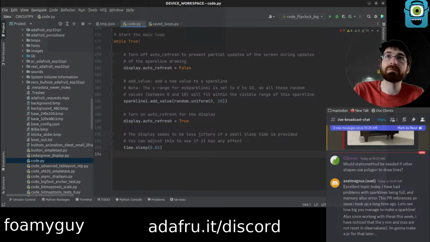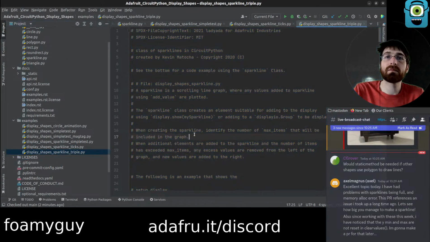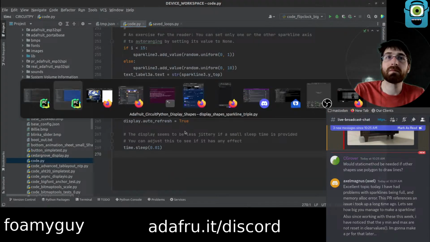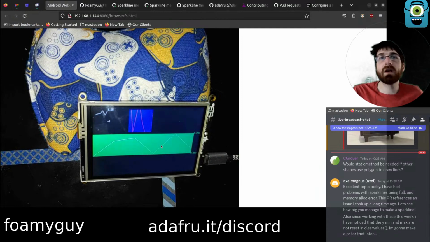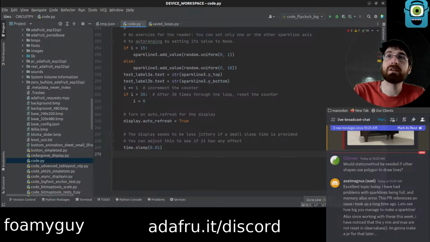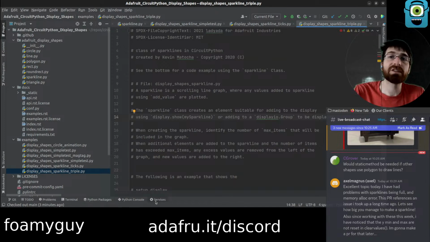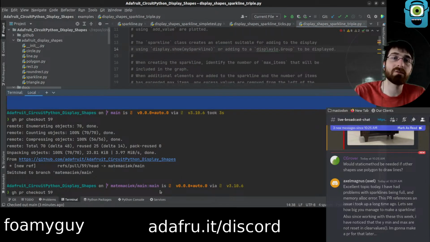Let's do triple. Okay, triple is 3 sparklines, not 3 lines on one graph. Okay. All right. So that's what I'm guessing multi-sparkline means, 3 lines on one graph. That's my assumption. We shall see if that turns out to be the case. Okay, so it does not seem like that is possible today.